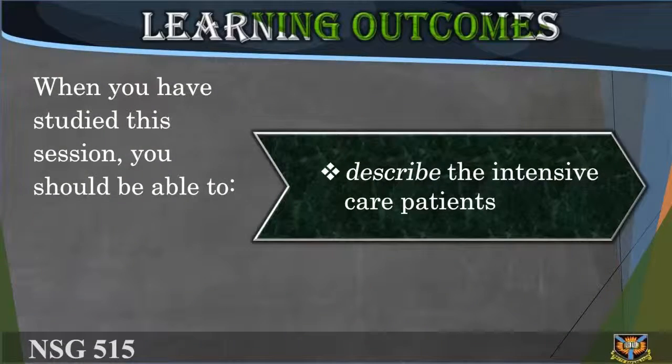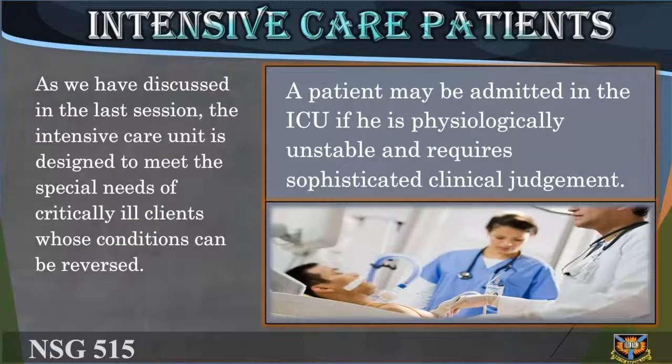Learning outcomes. When you have studied this section, you should be able to describe the intensive care patients. Intensive care patients. As we have discussed in the last session, the intensive care unit is designed to meet the special needs of critically ill clients whose conditions can be reversed.